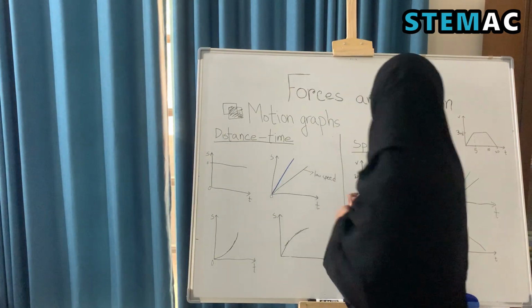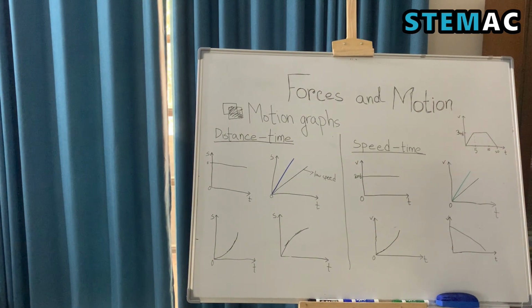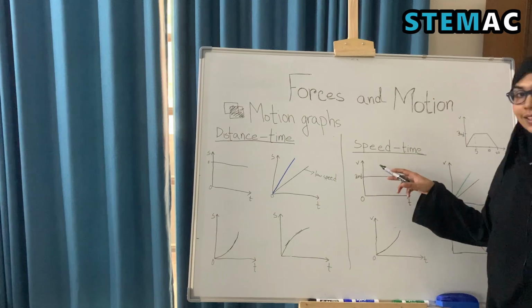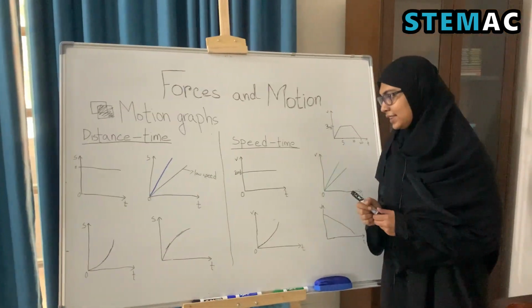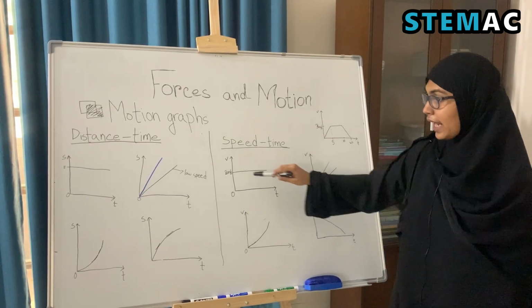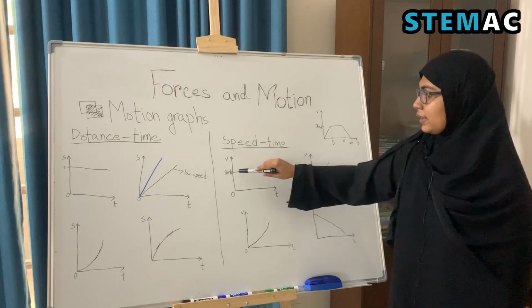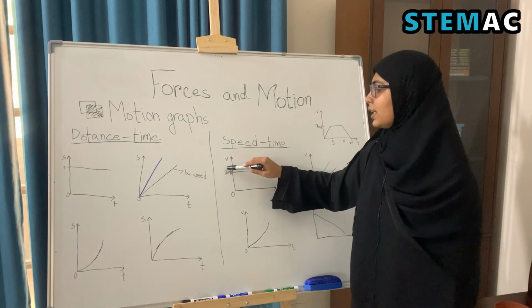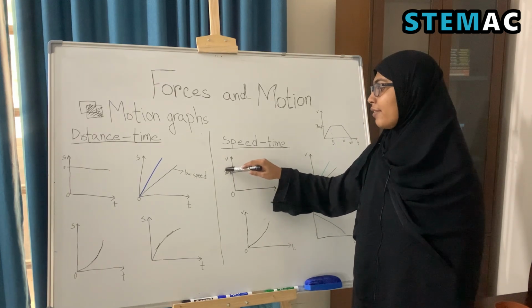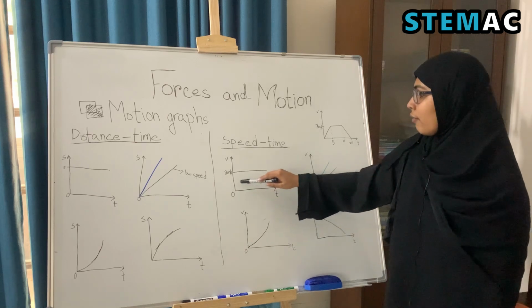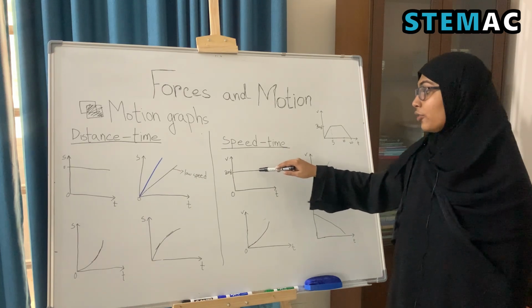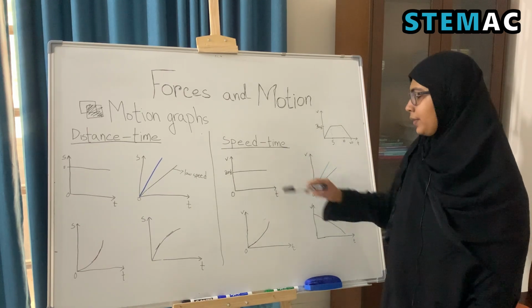Now let's move on to speed time graphs. Here we plot speed on the y-axis and time on the x-axis. When there is a line like this, it means the car is moving at a constant speed. Here I have indicated 2 meters per second. So the car is moving at a constant speed, and constant speed means no acceleration.